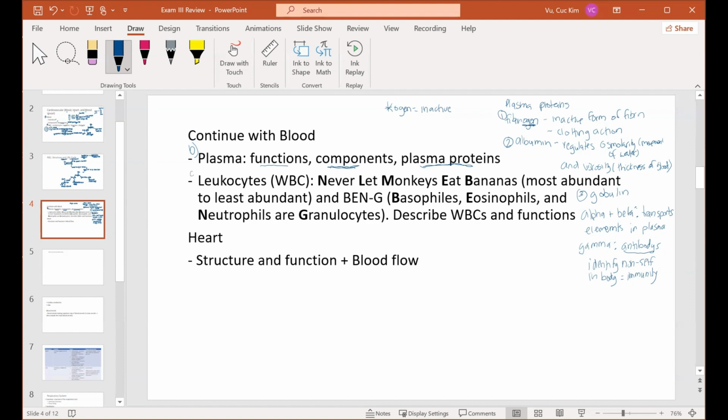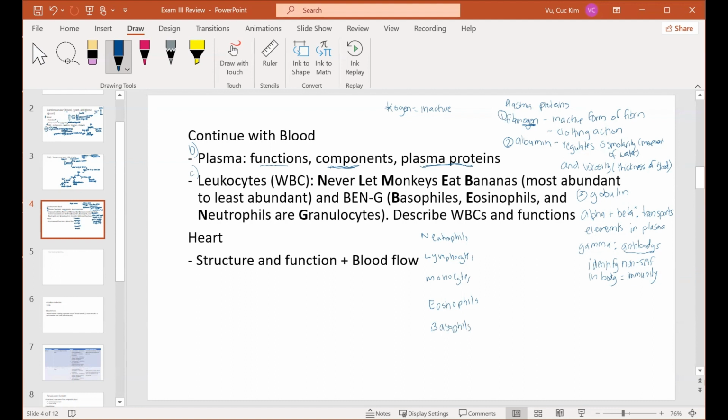Then the third main component of blood is leukocytes, white blood cells. There's a mnemonic to kind of help you remember the components of white blood cells, and that's never let monkeys eat bananas. It's nice because it gives you the first letter of the white blood cells. Neutrophils, lymphocytes, monocytes, eosinophils, and basophils.